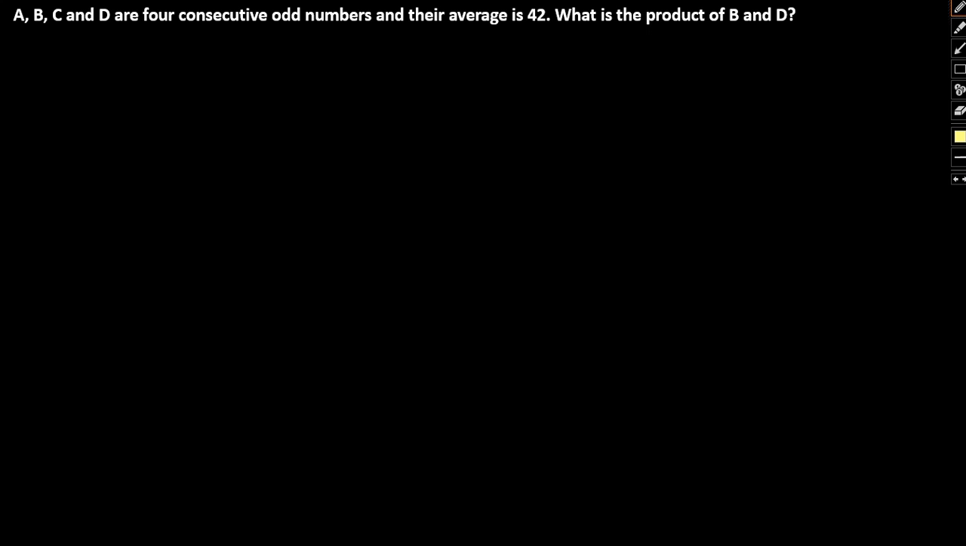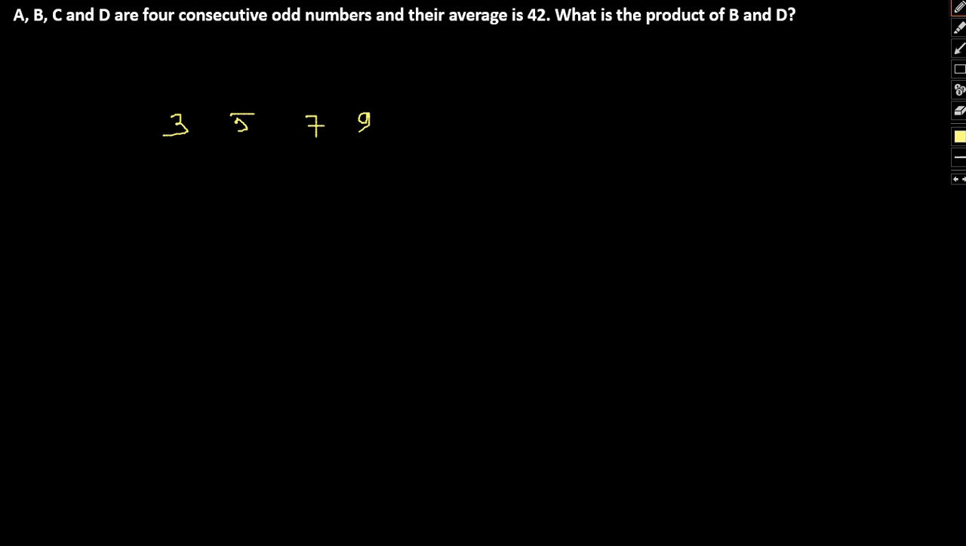The first question: A, B, C, D are four consecutive odd numbers, and their average is 42. Find the product of B and D. Okay. So let's try to generalize this question. Let's not think about this particular condition. So let's take four consecutive odd numbers. So we have 3, we have 5, we have 7, and we have 9.